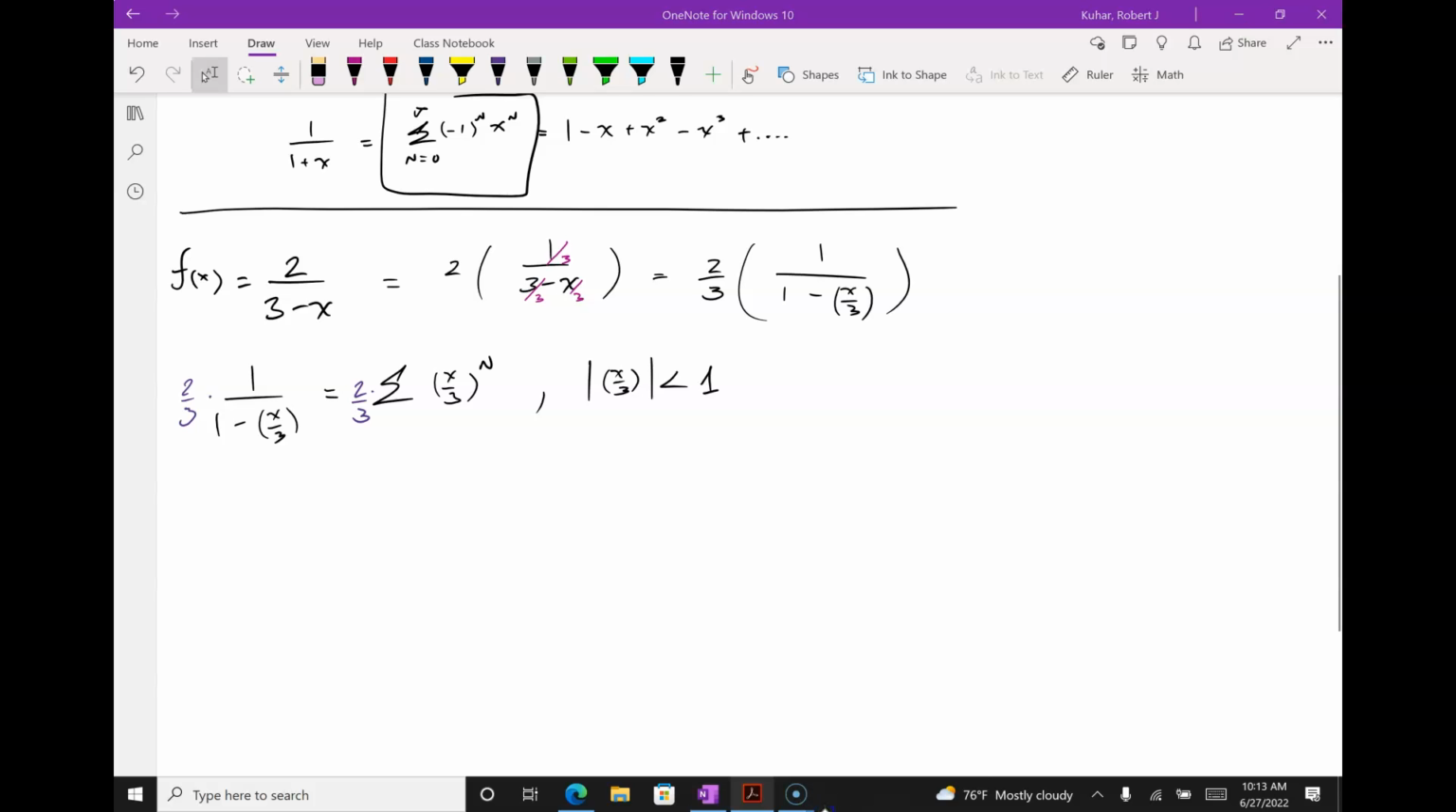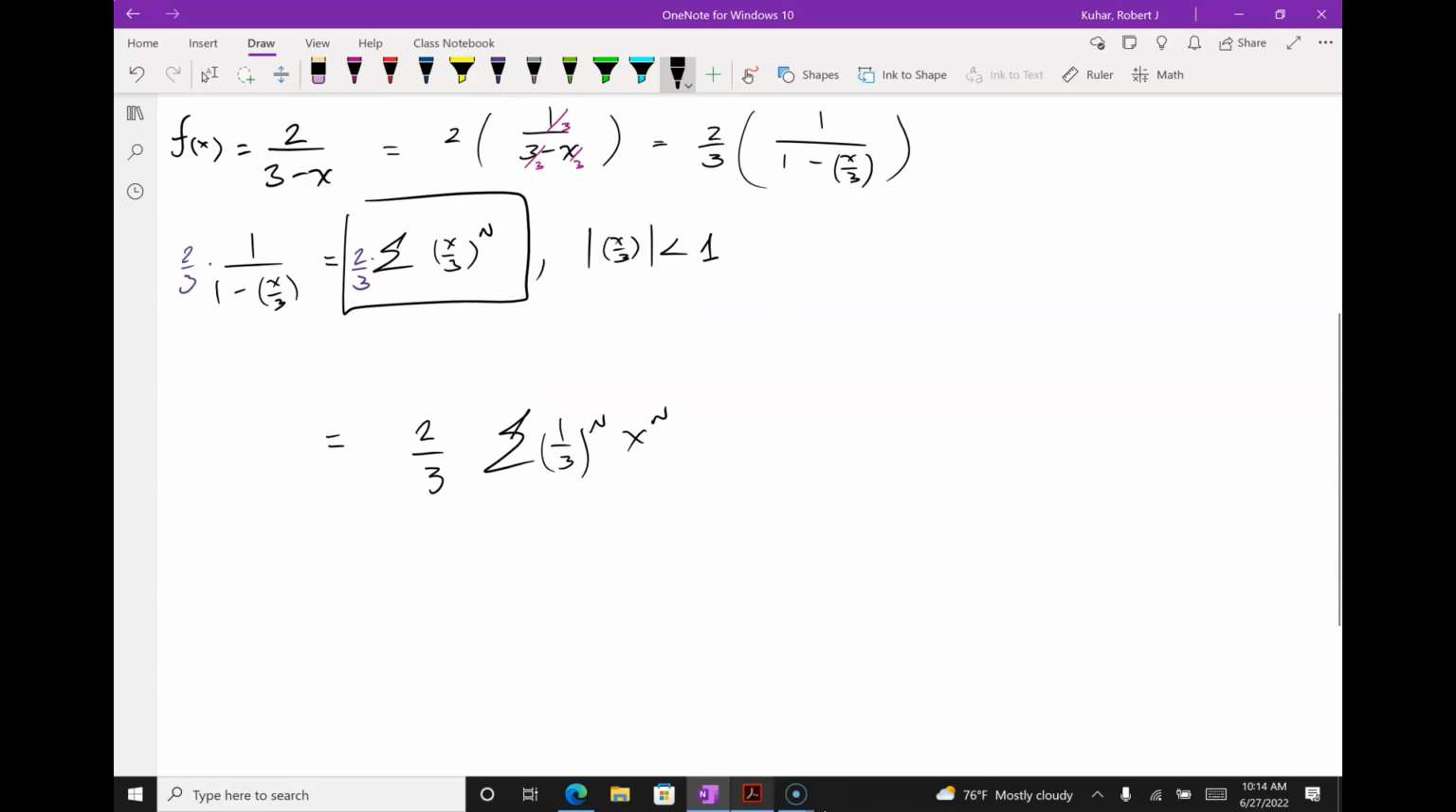So we just want to clean up this series a little bit if we can, right? So what do I have? 2/3 times the sum of x to the n, 1/3 to the n, right? X to the n. Trying to get my signs, my coefficients, and my x terms separate.